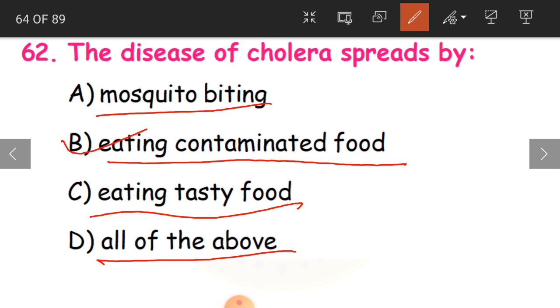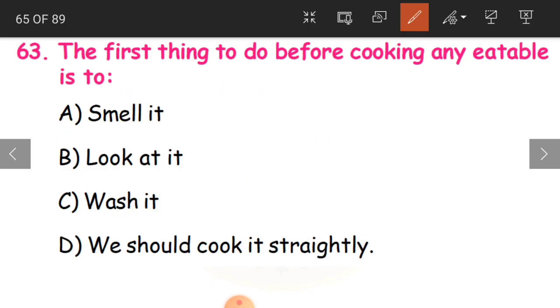So if the food is not good, like food poison, if it is spoiled, then it is going to get affected with cholera. Okay, so eating contaminated food. Clear, children?